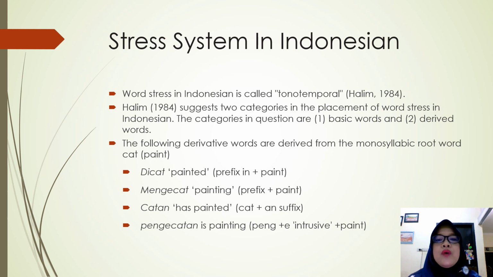In this case, a word in its situational form is unmarked. It is the word that has the least influence from its environment. A word is marked if and when it is influenced by certain contextual conditions. So if you see this stress system in Indonesian, the following derivative words are derived from the monosyllabic root words. In the word cat, dicat consists of the prefix di plus the word cat itself. Mengecat, catan, pengecatan.